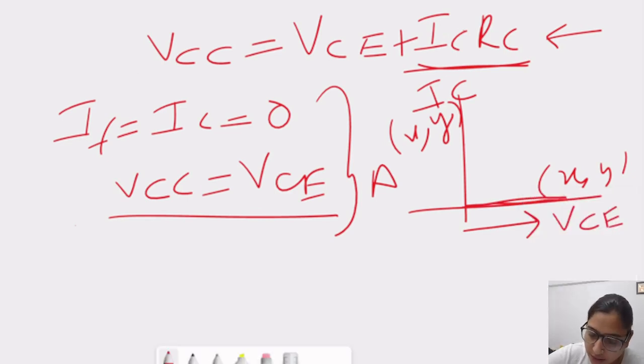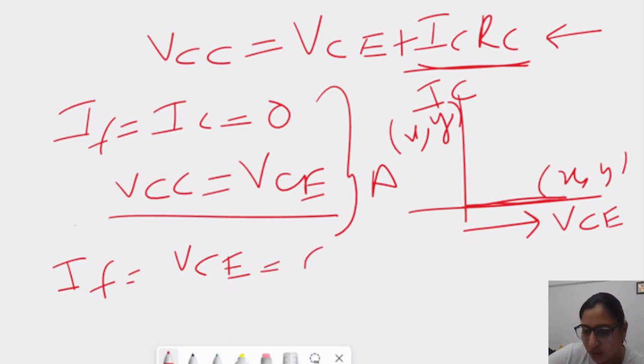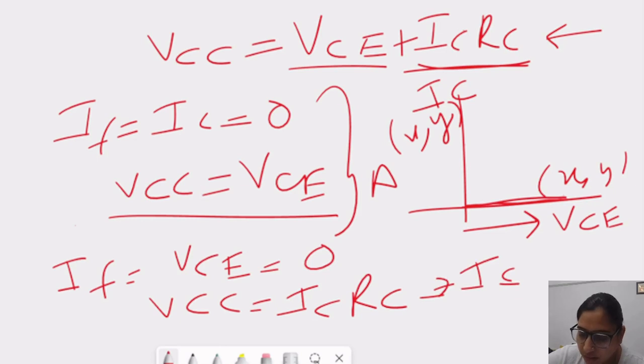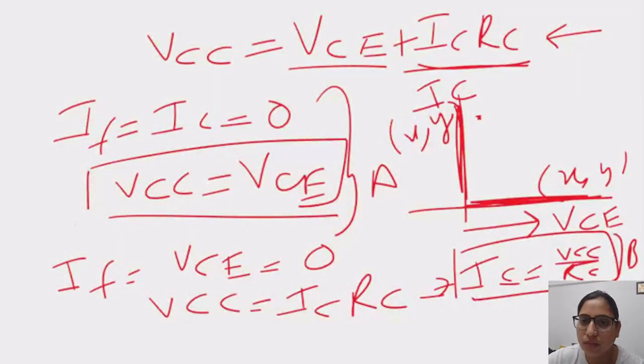Now we will consider our second point. In this case, if VCE equal to 0, okay, we are making the horizontal axis 0 so that we will find the vertical axis. So if VCE equal to 0, what will happen? VCC is nothing but ICRC. If I am considering the IC value here, IC is nothing but VCC upon RC. So this is our B point. So we find here the points A and B.